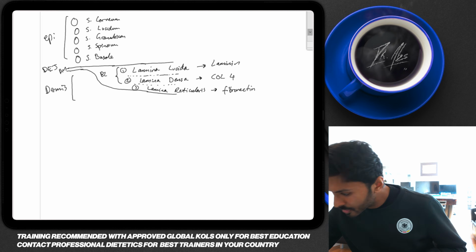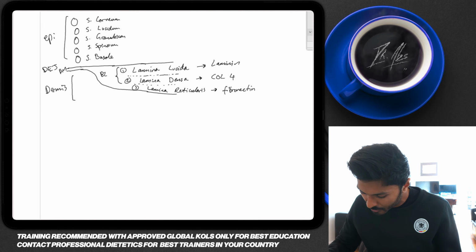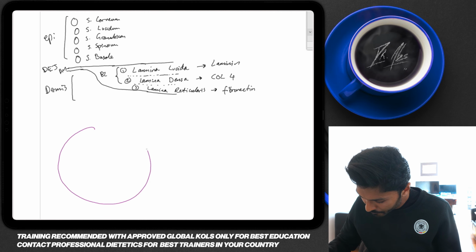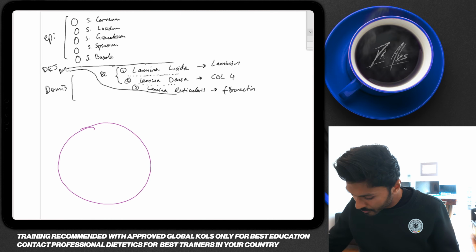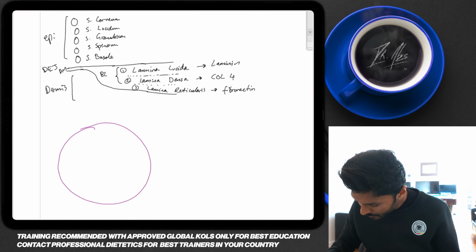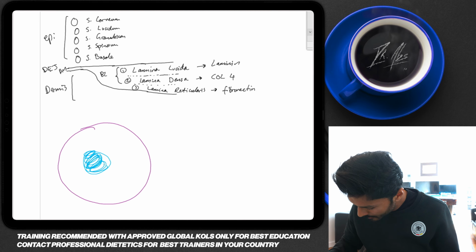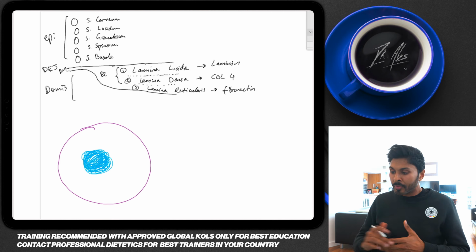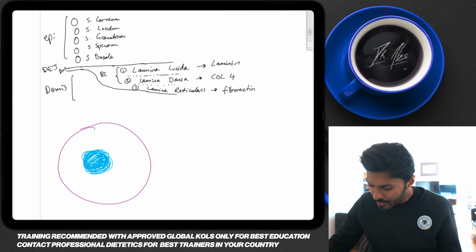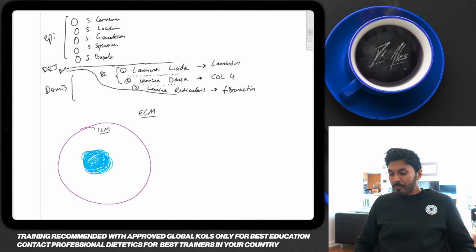Well, if I draw, and pause it if you want to have a go at answering, if I draw a cell here, okay, let's get a different color, let's go for that one. Let's say this is the DNA in the nucleus, okay, all tangled up, all the DNA, there we go. Everything inside the cell is called the intracellular matrix, and everything outside the cell is called the extracellular matrix.